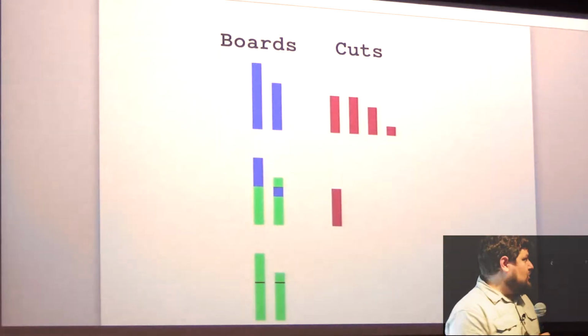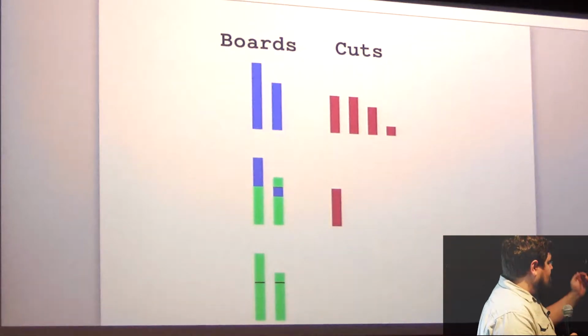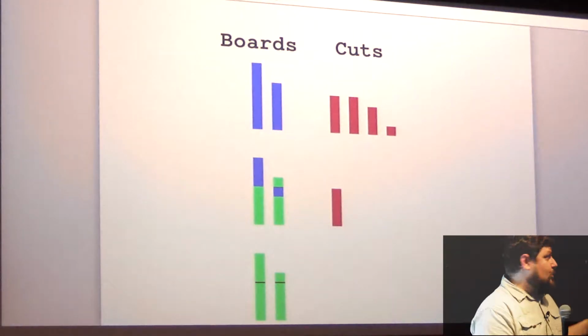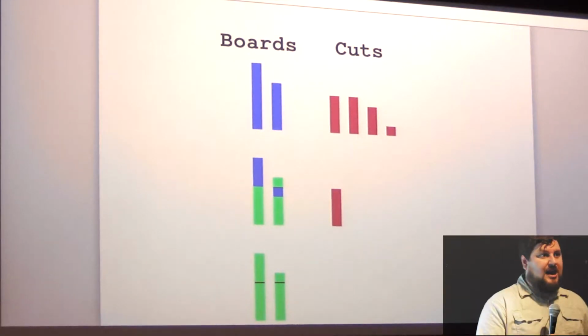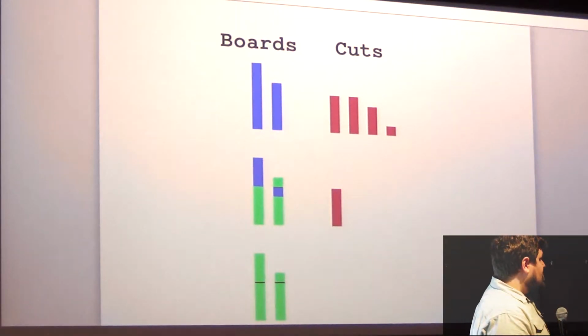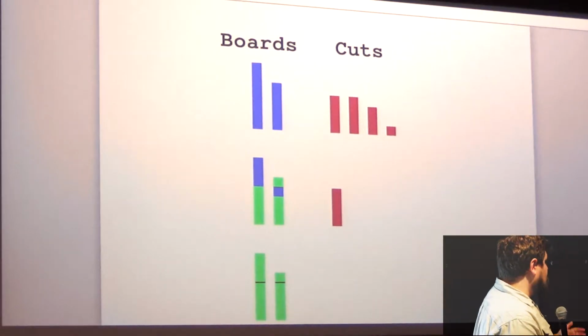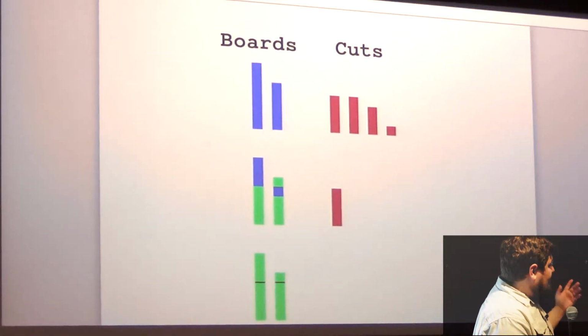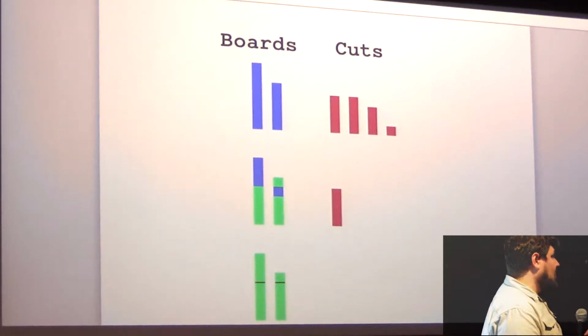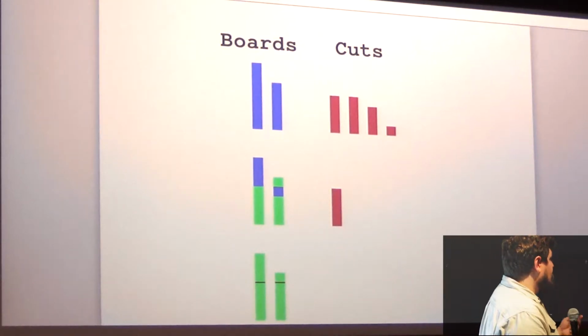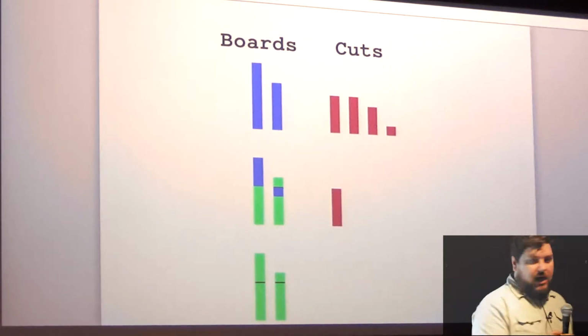So first of all, a little nomenclature. We're going to call the boards you start with before you've cut anything boards, and the pieces that you end up with cuts, or just pieces. So in this example, you've got two boards, one 7 feet long and one 5 feet long, and you've got 4 cuts that you need to make: 2 4-foot, a 3-foot, and a 1-foot cut.